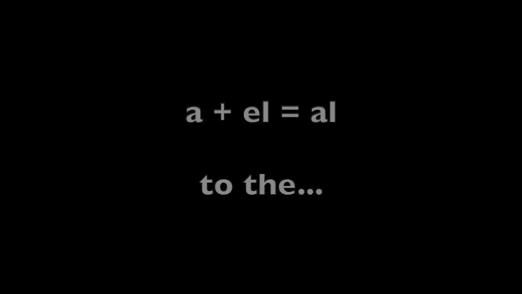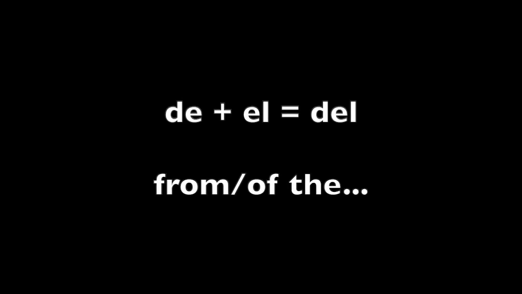So when you put a, el next to each other, then you get al. And when you put de and el, you get del. So if you're saying, I'm going to the gym, you don't say a el gimnasio, you just say al gimnasio. Because what happened over time is people were speaking quickly, and then all of a sudden, a and el became just one word. So yo voy al gimnasio.